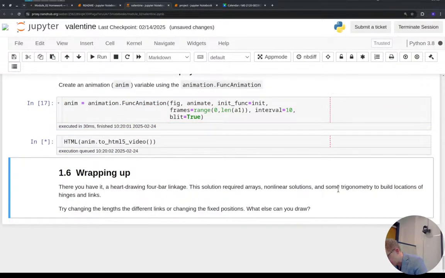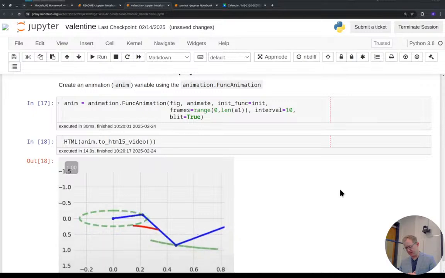We want to watch what happens. It'll take a second, just creating an HTML animation. Just thinking about, there we go. Ooh, not what I was looking for.